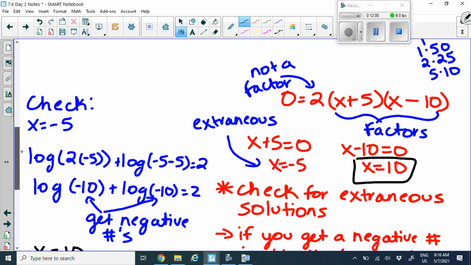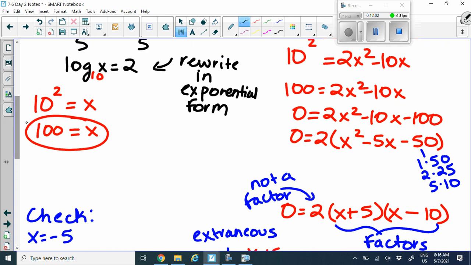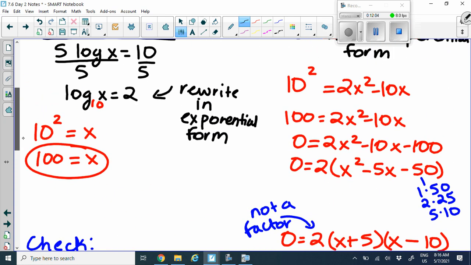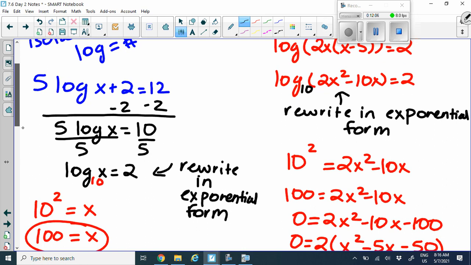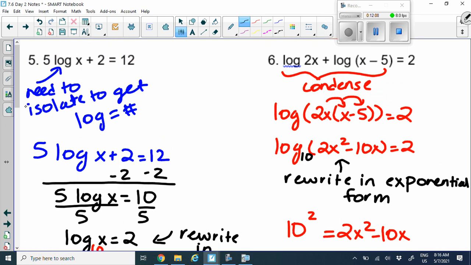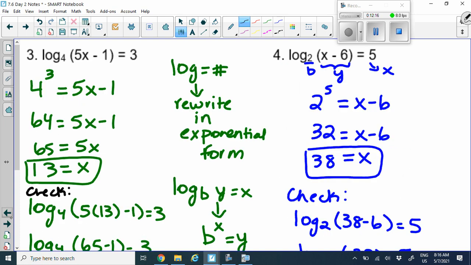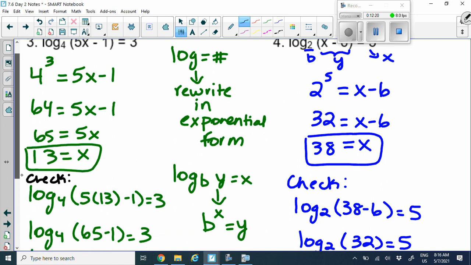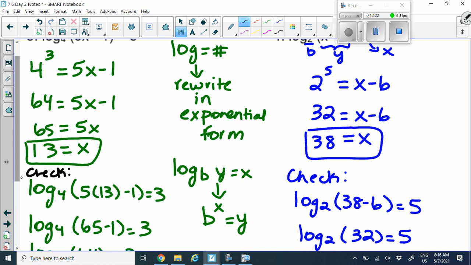Okay, but let's kind of check some of these other ones that we didn't. So like when we get x equals 100, let's see if that works. So if I plug it back into just my original equation where I see x, well, log of 100, that's positive. So x equals 100 was a solution, so that worked out. Okay, what about our 38? Well, we kind of did a check, right? When we did 38 minus 6, I got 32. Is 32 positive? Yes. So x equals 38 is a solution.